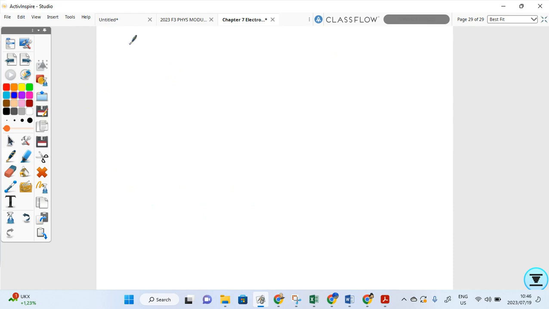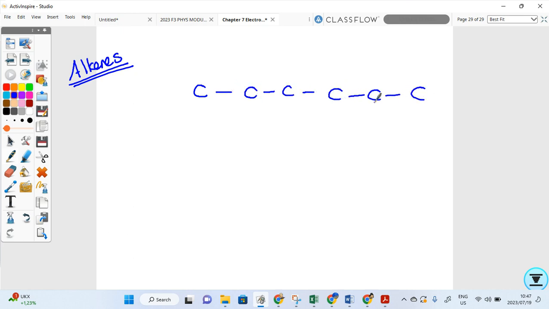Okay, then, the alkenes. Okay, so now for the alkenes, that is my homologous series. If I say, what is it? And how do I know that it belongs to the alkene family? Double bond. It's going to have a double bond. So tell me, what would the name be of this alkene?